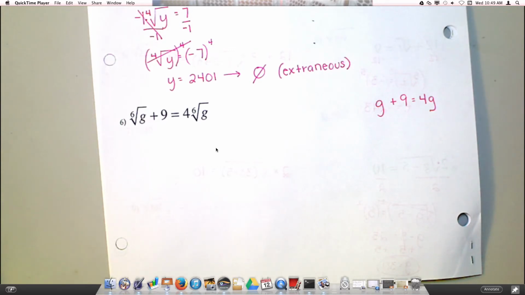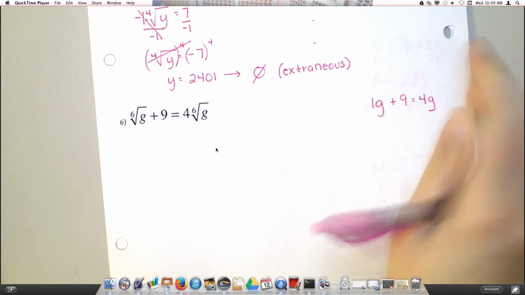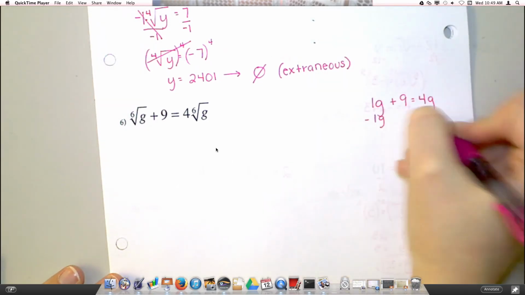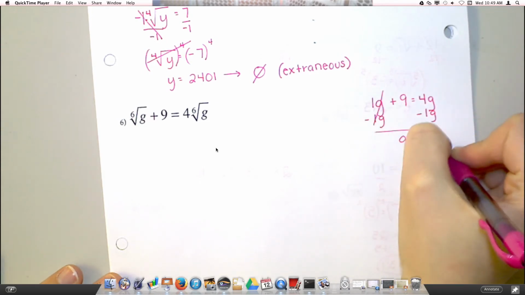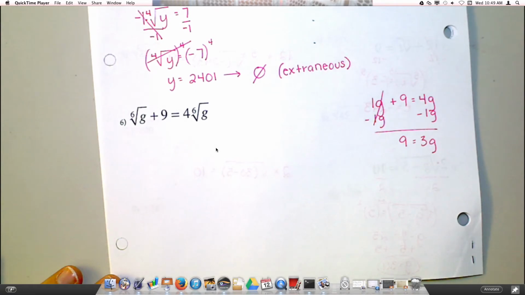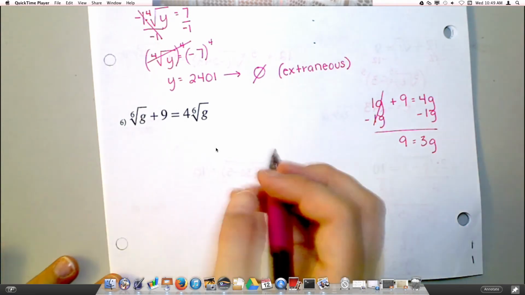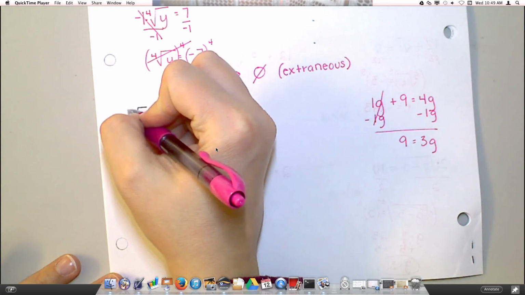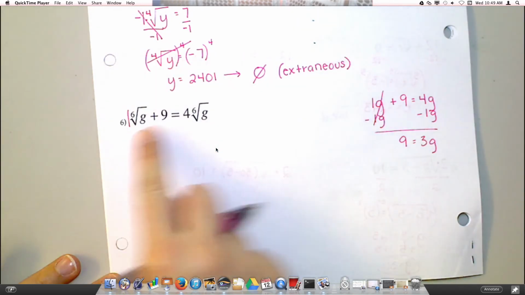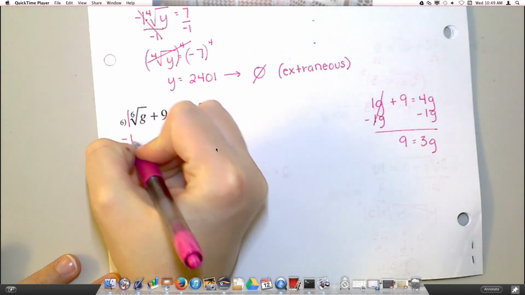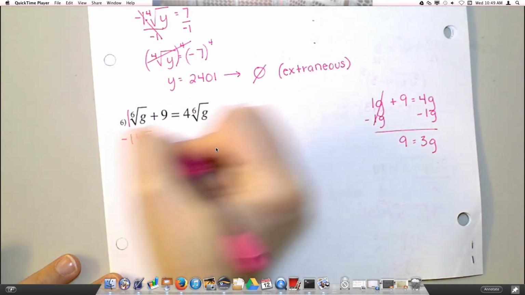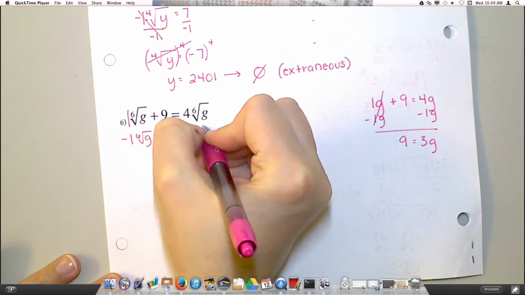Combine the g's how? I would probably say, okay, this is 1g, and then I would subtract 1g from each side. Do you agree with me? Yes. So then I would have 9 equals 3g, so it would be g equals 3. So, yeah, that's exactly what it's going to be. Over here, I have 1 6th root of g. Over here, I have 4 6th roots of g. So I'm going to subtract a 6th root of g from each side.